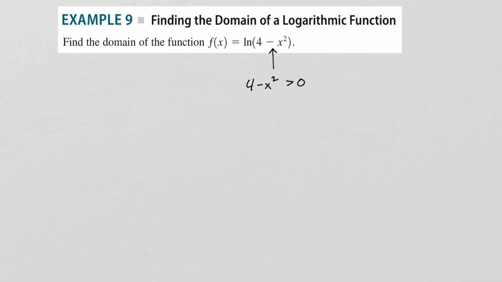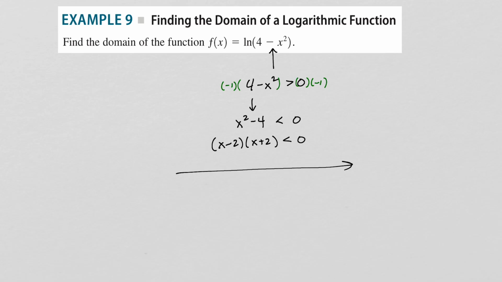One thing I would do here is I would just multiply both sides by negative 1. And what that would do on the left-hand side is it would actually give you x squared minus 4. On the right-hand side, you would still have 0, but then the sign would reverse. And the reason it reverses is because we multiplied by a negative number. Now, how do I solve this inequality? Well, I can factor. This factors into x minus 2 times x plus 2 is less than 0. And now we're just solving a quadratic inequality.